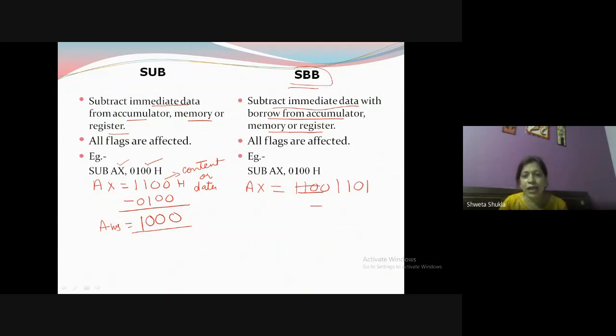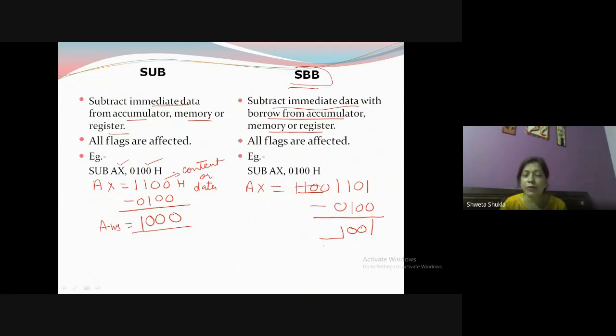Okay, and now you have to subtract it with 0100. So let's see what the answer is. 1 0, then 1 minus 1 is 0, and 1 minus 0 is 1. Remember, so this is the answer.